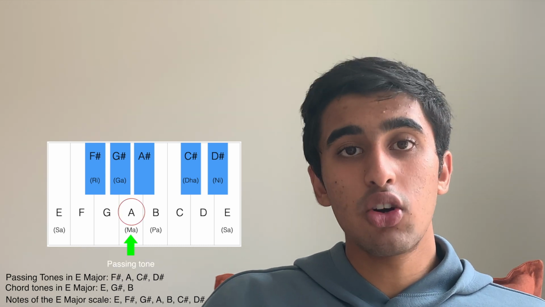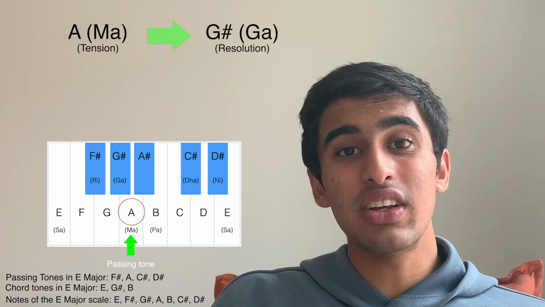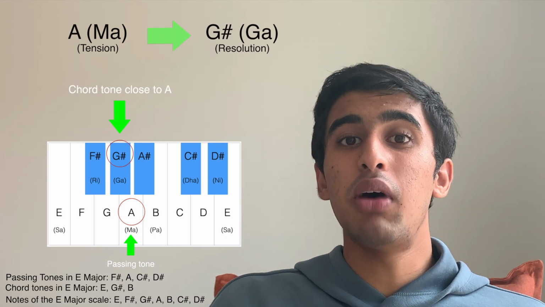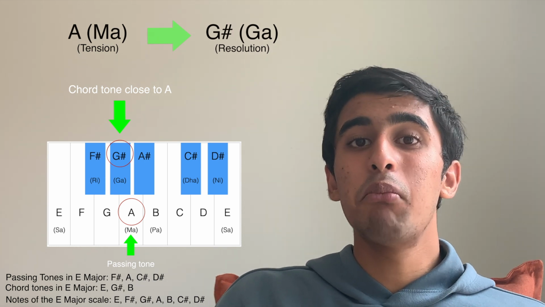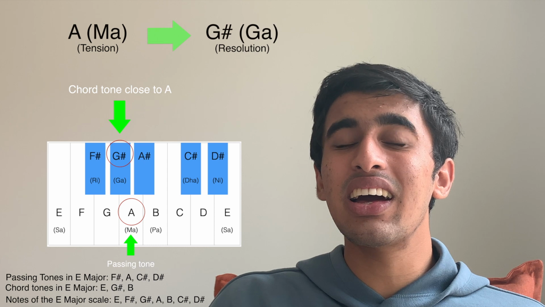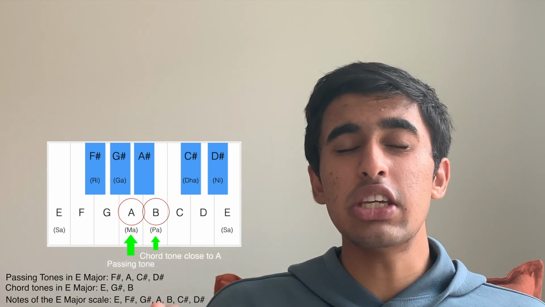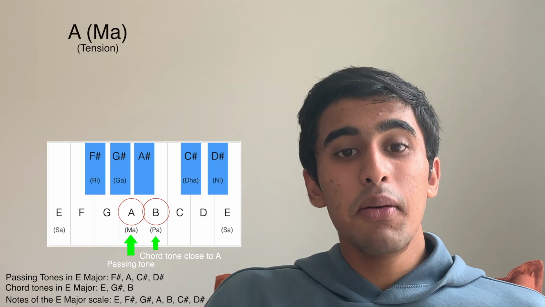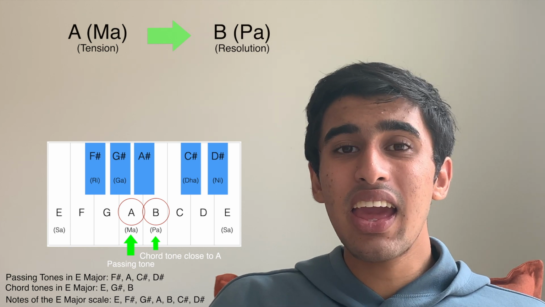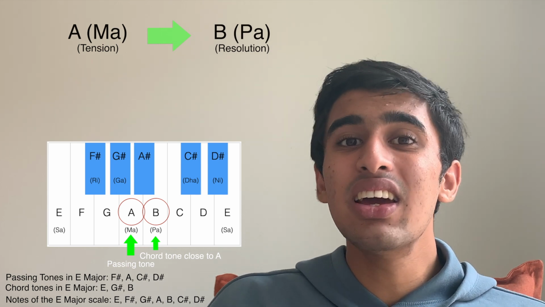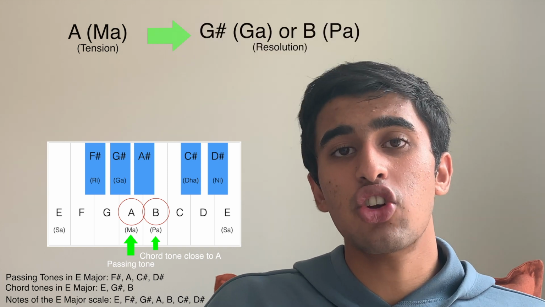So let's take Ma or A. Ma, Ga, right? So Ma is close to Ga, and so Ma wants to resolve to Ga because Ga is a chord tone and feels more stable. Ma, Ga. Same thing with Ma and Pa, right? Pa is also close to Ma, or B is also close to A, right? So Ma, Pa, right? A, B, right? So A wants to resolve to its nearest chord tones, which is either G sharp or B.